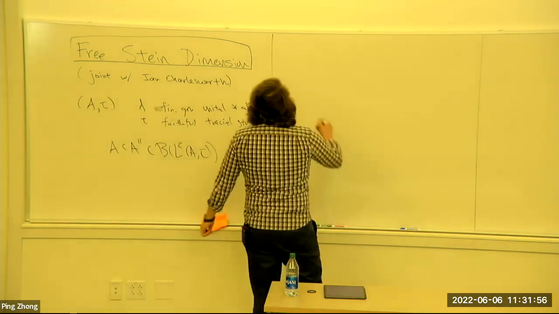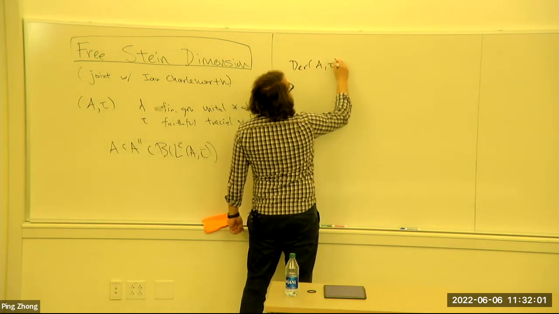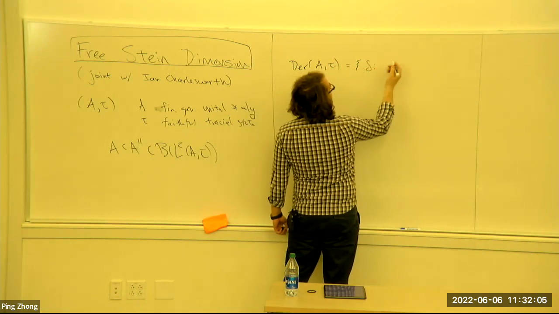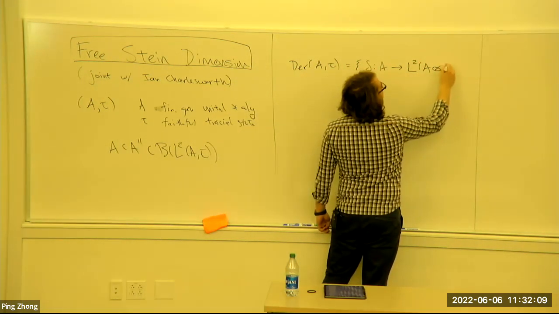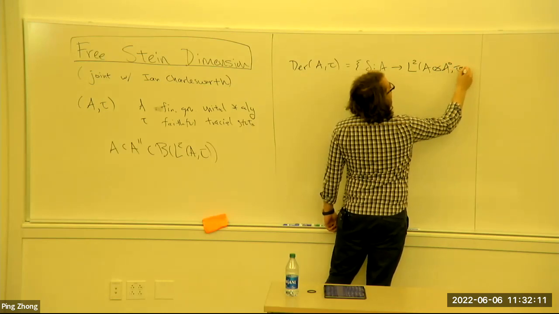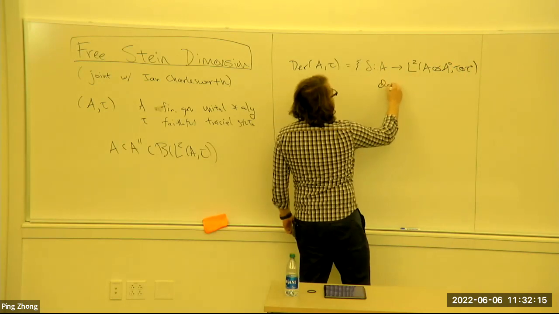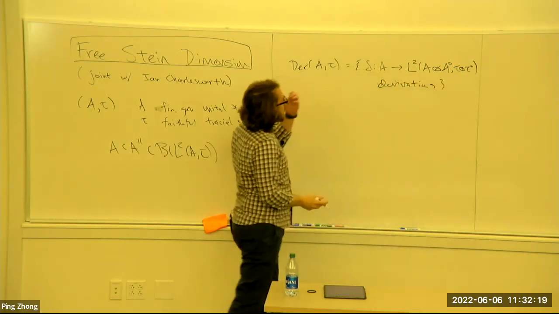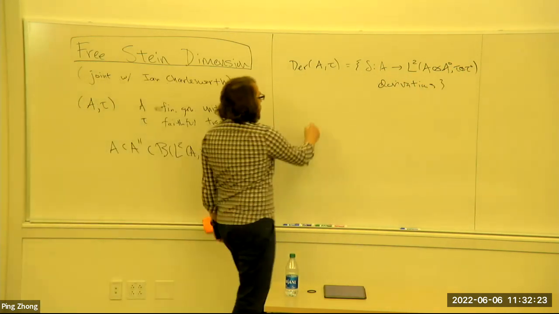Now, we'll mainly be interested in derivations on this algebra, which I'll denote by Der(A, tau). So these are derivations from A into a certain Hilbert space, namely A tensor A op with respect to tau tensor tau op. And what I mean by a derivation is a linear map on A that satisfies the Leibniz rule.